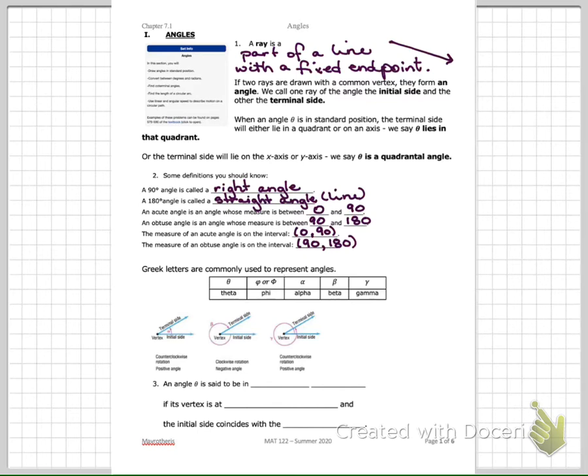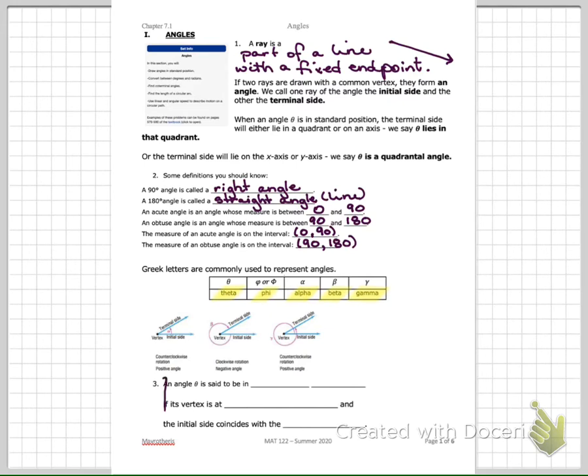Okay? Moving on, we typically use Greek letters to represent angles. Theta is the one you're probably going to see most often. Phi shows up every once in a while. We'll use alpha, beta, and gamma a lot when we are talking about individual triangles.